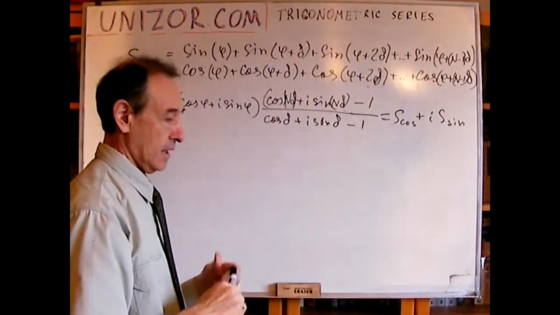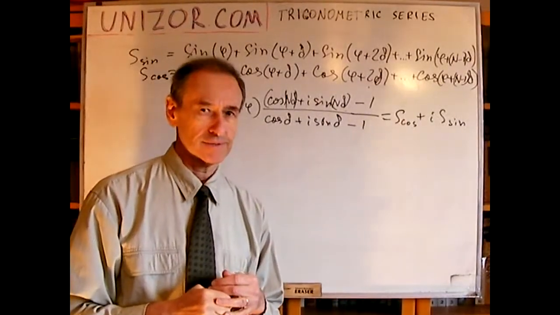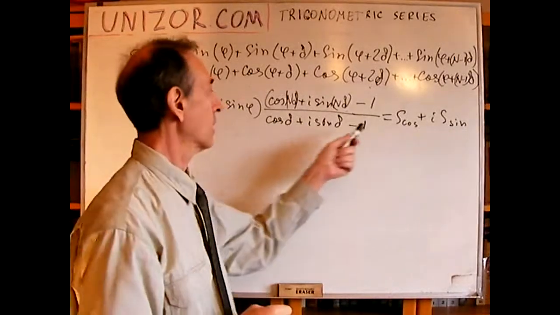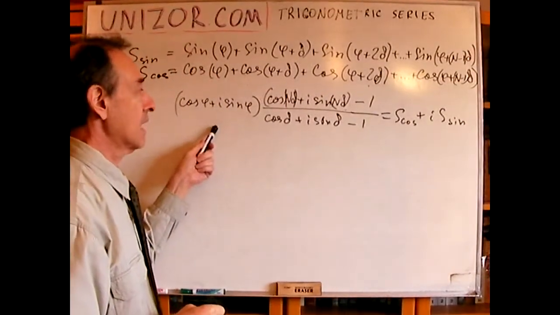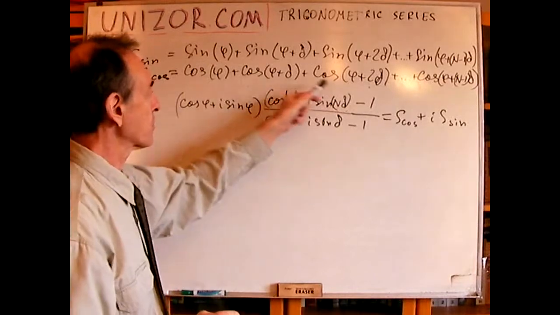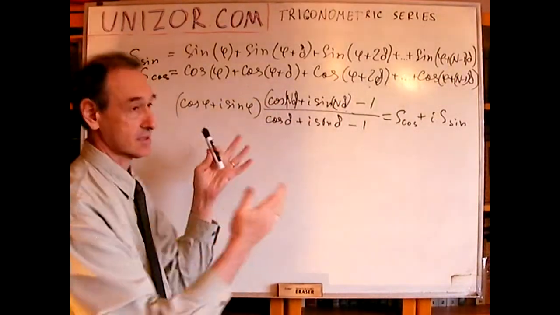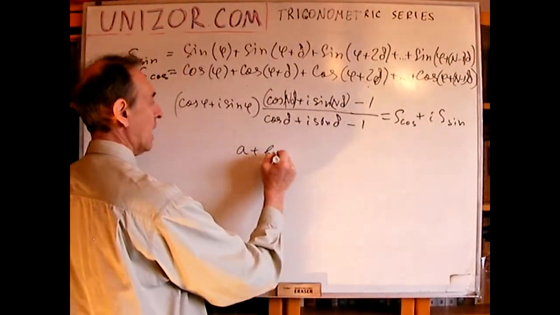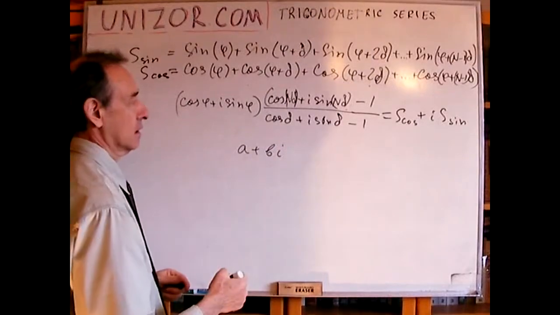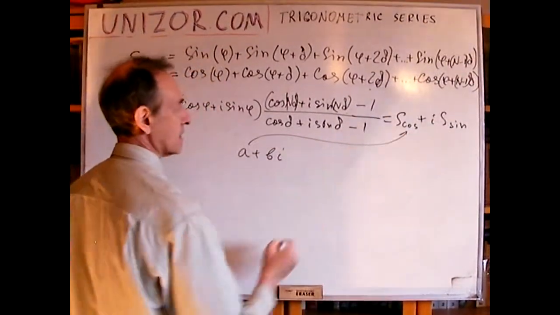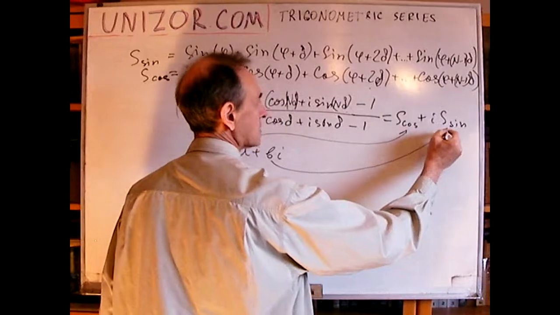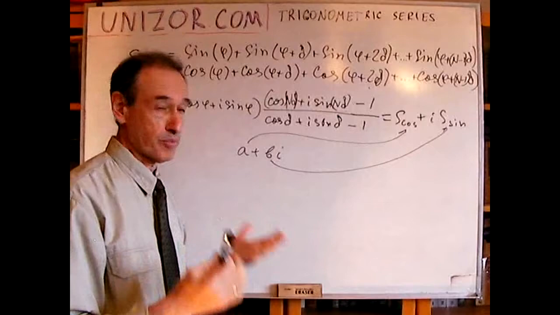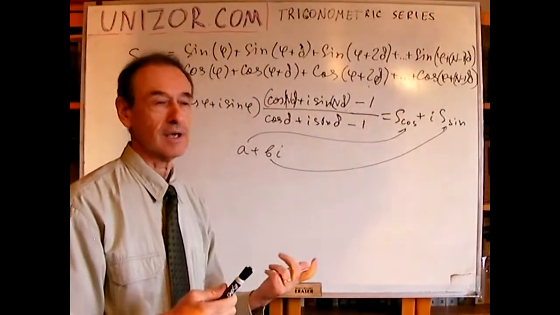Now, is that the end of it? Well, not quite, because I have derived a complex number, and this is a representation. If I am able to represent this complex number in the form a plus bi, then I can say that a is s cosine and b is s sine, right? Now, this is a problem, but it's a technical problem. There is nothing creative about this.